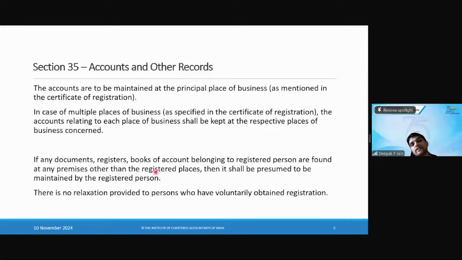Okay, that will be treated as this is maintained by you and you have to register this place also. There is no relaxation provided to persons who have voluntarily obtained registrations.